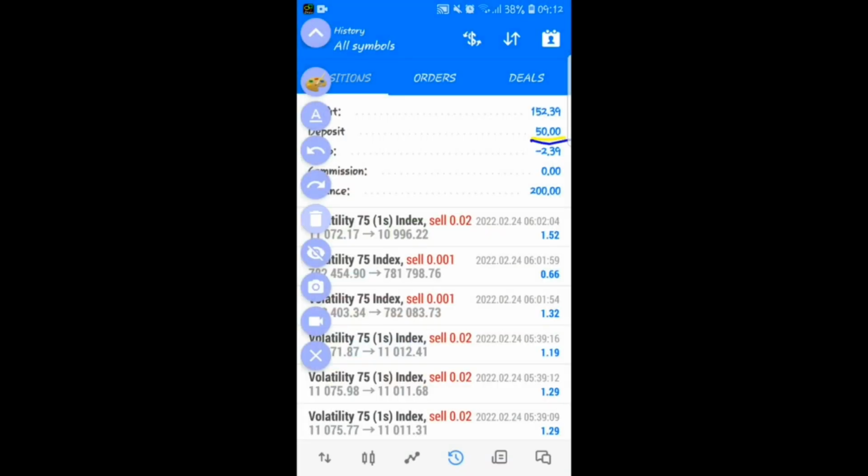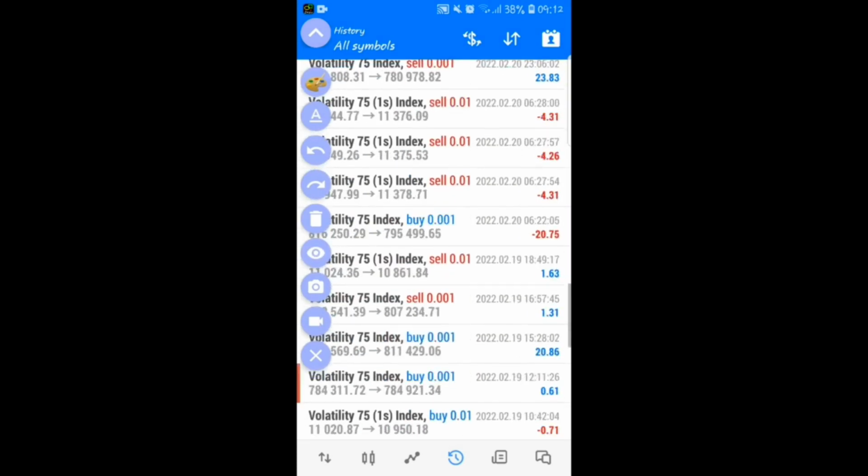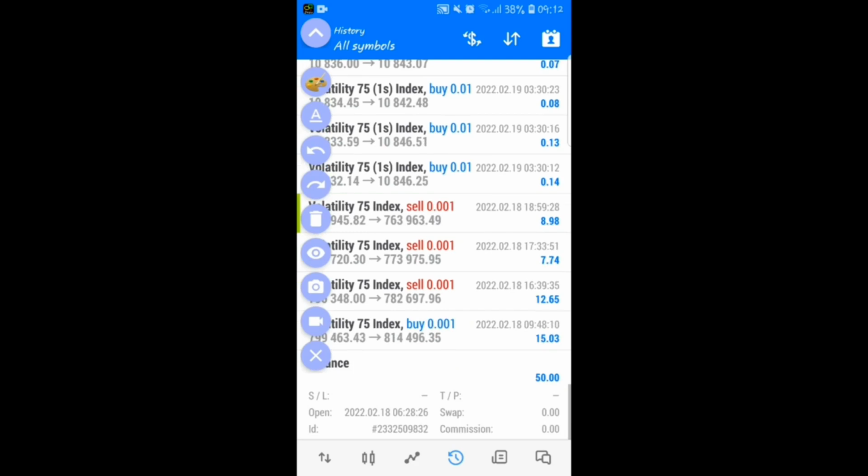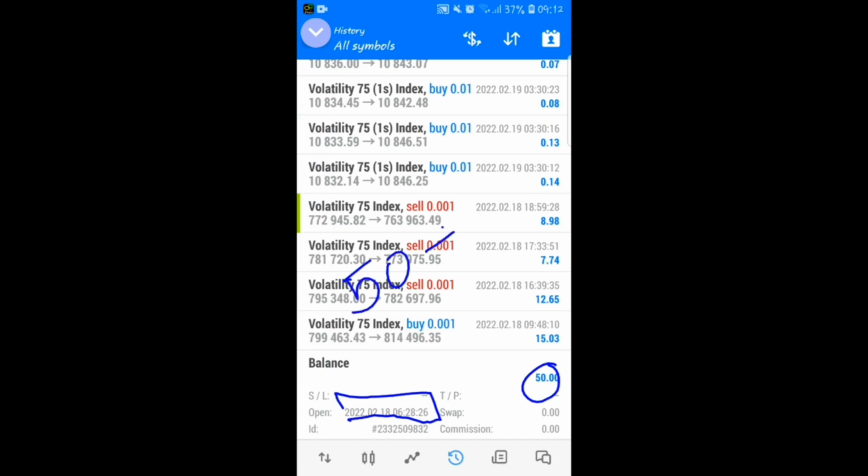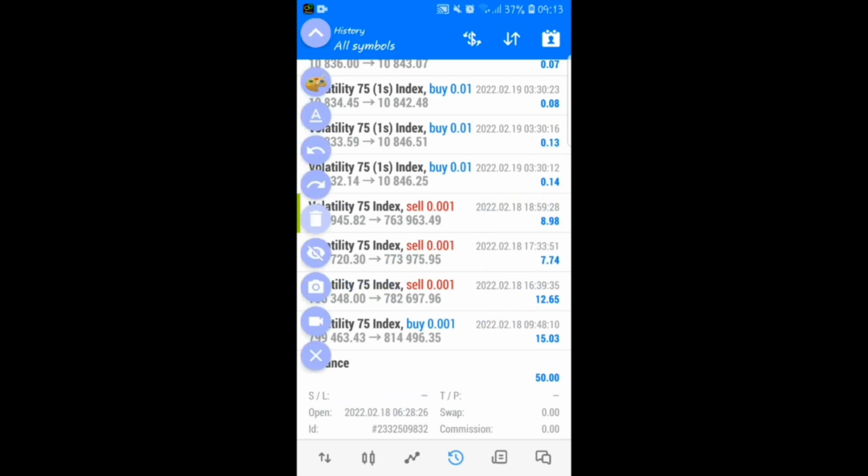So you can see that I was able to deposit $50. If I go down to history, you can see that the deposit was made on this date, on the 18th of February around 6:20. So I made a deposit of $50, and my target is to grow this $50 account to $1,000, and then to $2,000, and then to $3,000. If I can get it to $3,000, I will be very, very happy.